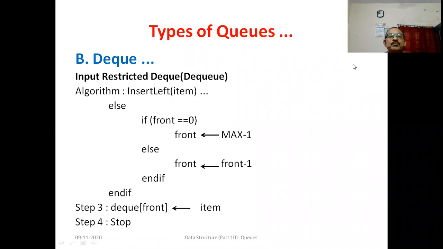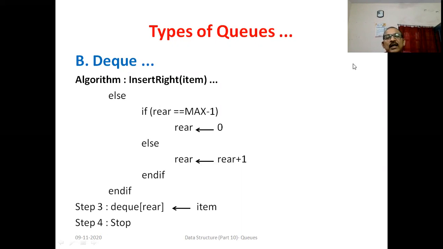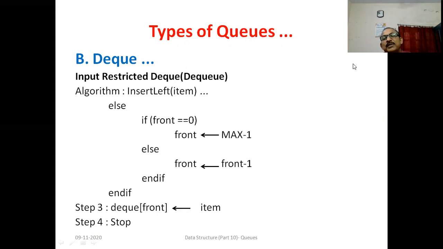Here the difference arises at this place. In the previous algorithm insert right, you can see in the else part we have written rear is equal to max minus 1. And here I have written, if front is equal to 0, we set front is equal to max minus 1, else front is equal to front minus 1. In the insert right, we use the pointer rear, but in insert left, we use the pointer front. This is one of the differences.